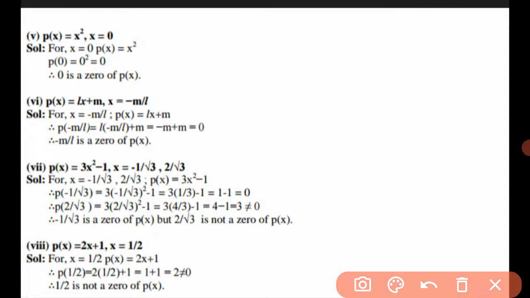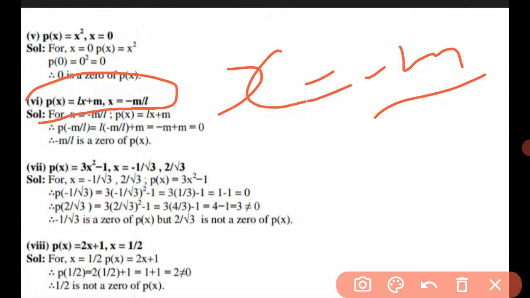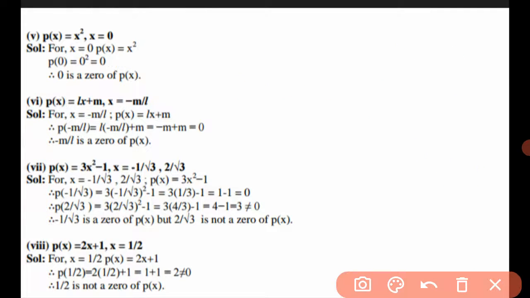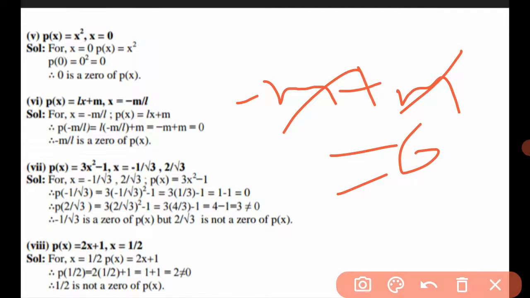Now in the sixth part we are given p(x) equals lx plus m, where the value of x equals minus m upon l. By putting x equals minus m upon l in p(x) equals lx plus m, p of minus m upon l will be l into minus m upon l plus m. So here l will be cancelled and it will be minus m plus m. Minus m plus m will be cancelled, that is equal to 0. So its answer is 0. So we can say minus m upon l is a zero of polynomial p(x).